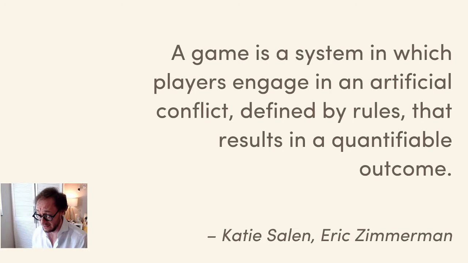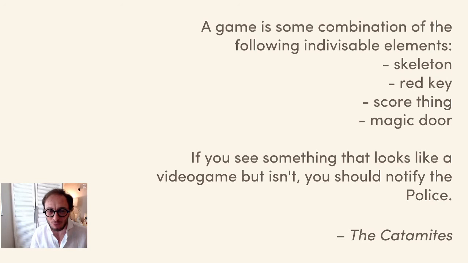I'm going on with another definition, which is completely at the antipodes of this, because this one is very serious, very academic, and this one is completely crazy. A game is some combination of the following indivisible elements: skeleton, red key, score thing, magic door. If you see something that looks like a video game but isn't, you should notify the police. And this comes from the independent game developer and artist Stephen the Catamites.